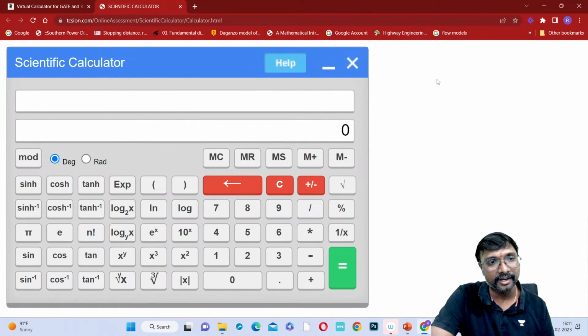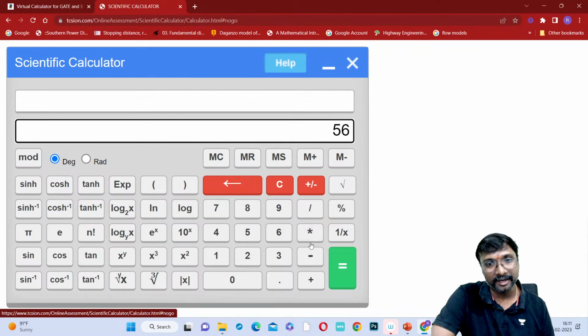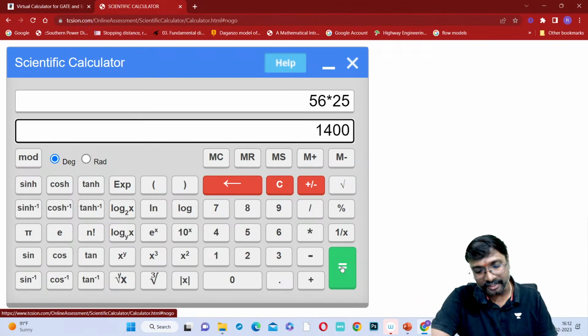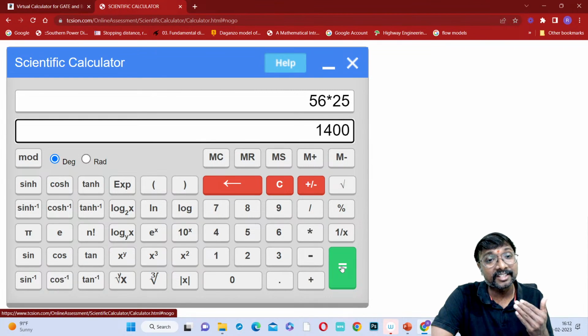Does it look like this, everyone? Yes, it looks like this, all of you, right? Suppose, just for an example, you are doing some calculation, 56 into 25. Whenever you are doing this calculation, immediately after it, what do we need to do? Before starting the next calculation, we just have to clear this, right?